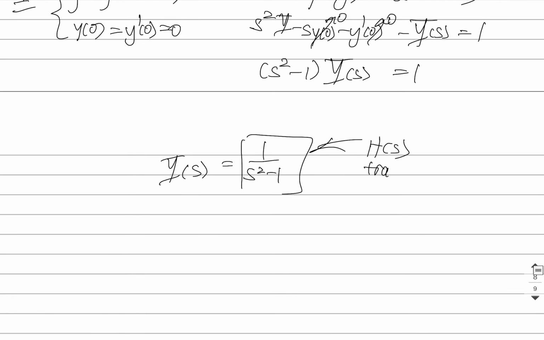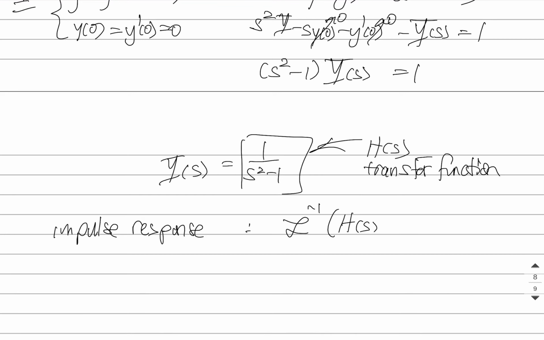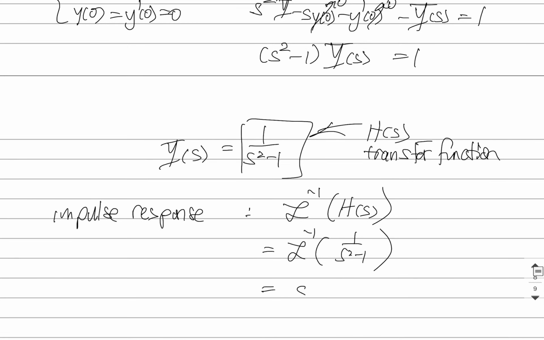Once you've got the transfer function, the next step is to find what we call the impulse response. The impulse response is basically the inverse transform of the transfer function. In this case, it's the inversion of 1 over s squared minus 1. This is the sinh function, so this would be sinh of t. We can call this g of t if we want.